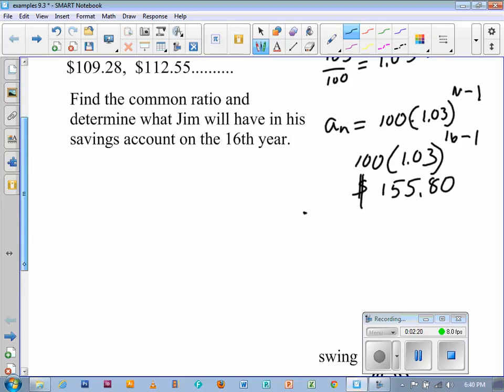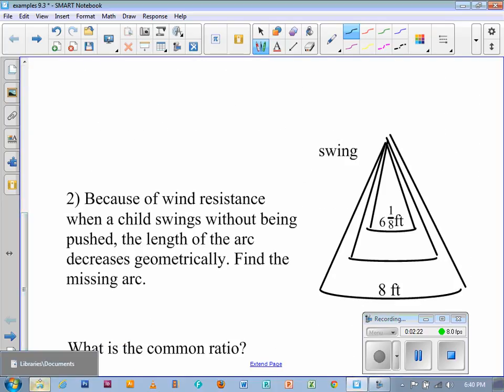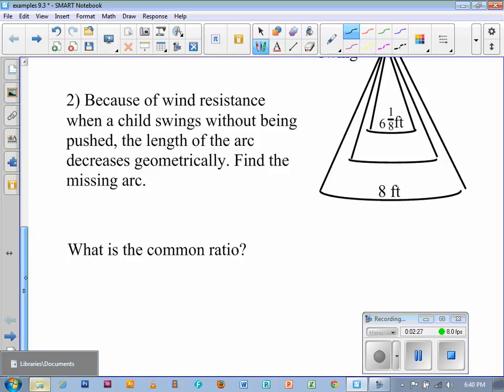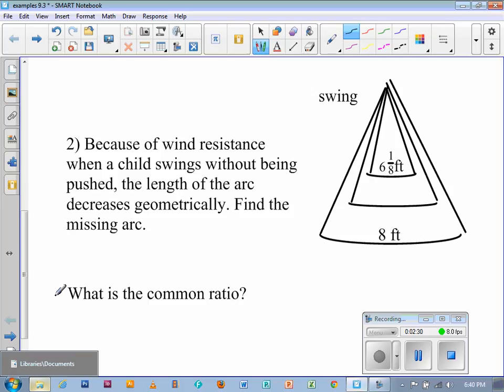The next one we're going to look at is a swing problem, and let's read through it first to see what they're asking us to do here. I try to diagram it out, the swing, and I think most of you have had experience on a swing. You'll notice that the arc of the swing is less and less as you go through the number of swings here, and it's geometrically less. But let's read the problem. Because of the wind resistance, when a child swings without being pushed, the length of the arc decreased geometrically. Find the missing arc. Well, essentially they're asking for how many feet would this be.